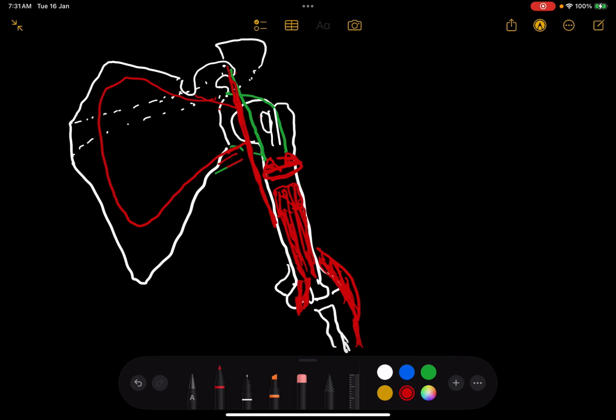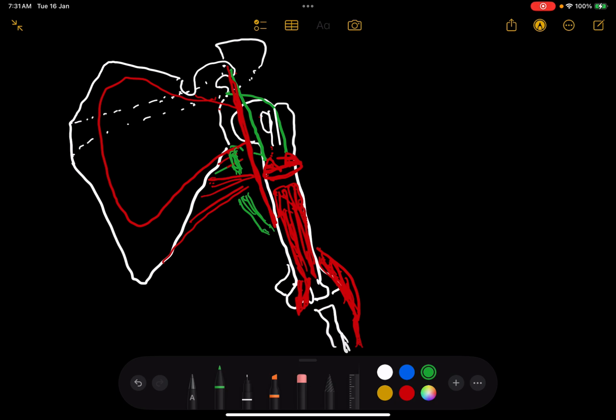Then will be the teres major, like this, going to get inserted into the medial lip of the bicipital groove, the medial lip, the teres major, and the long head of the triceps lying in front of the teres minor, but behind the teres major, would form the quadrangular and the triangular space.